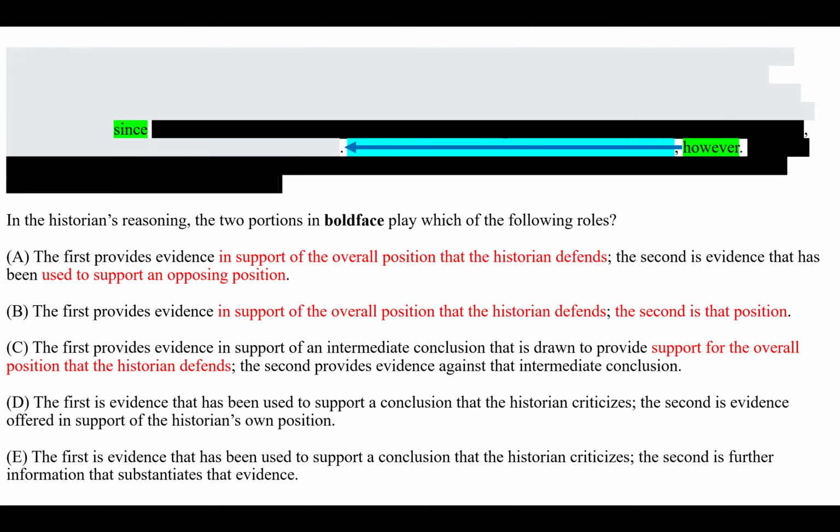Correct. Absolutely. And by the way, E starts out the same way. The first is evidence that's been used to support a conclusion that the historian criticizes. Incidentally, we already said, where is that conclusion the historian criticizes? Oops, I jumped ahead too fast. It's here. The second is evidence offered in support of the historian's own position. Yes. Absolutely, that was a premise supporting our conclusion. So we know that D should be correct. I accidentally turned the page for a minute, so hopefully I didn't spoil it for everyone, but it is correct. But briefly, let's take a look at E just to make sure we're not missing anything there.